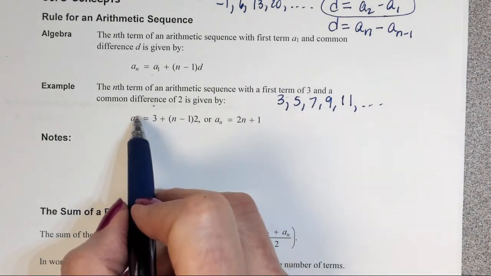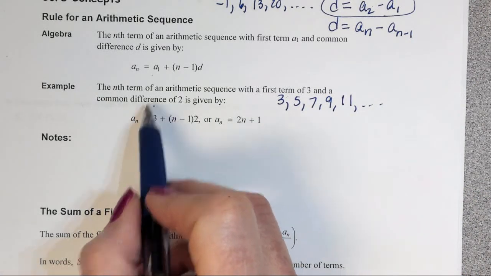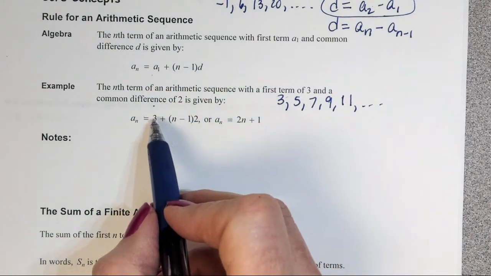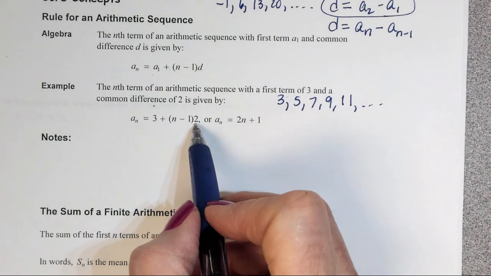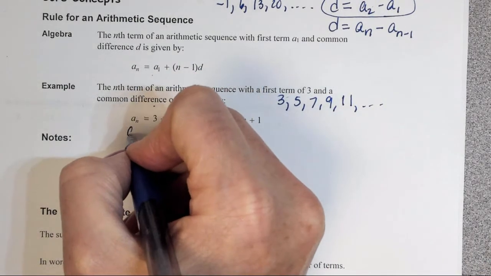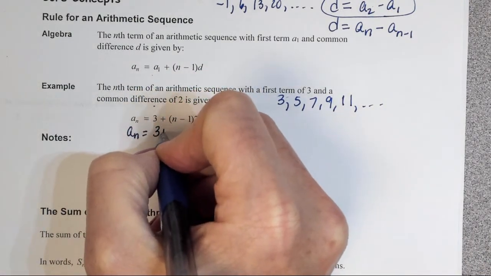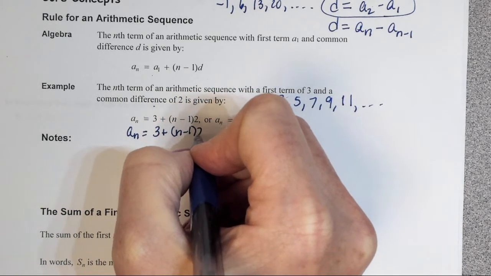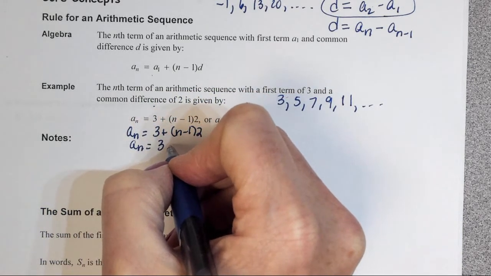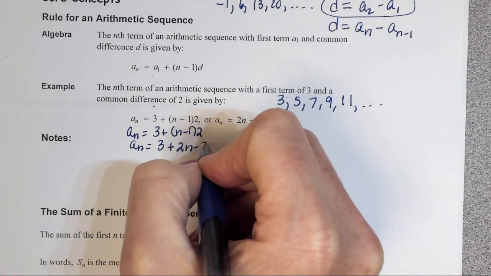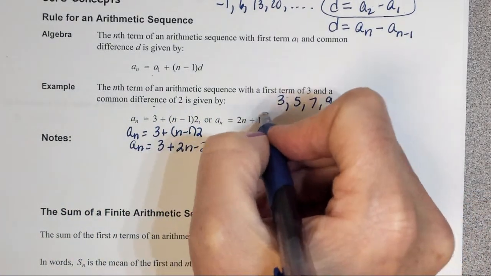So the formula, if we just sub it all in, a sub n is going to be a sub 1, which is 3, plus n minus 1, and D is 2. And when I simplify this, I've got a sub n equals 3 plus n minus 1 times 2. So a sub n is 3 plus 2n minus 2, which ends up being this.